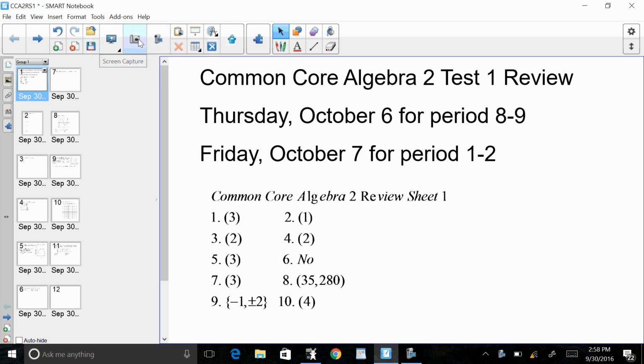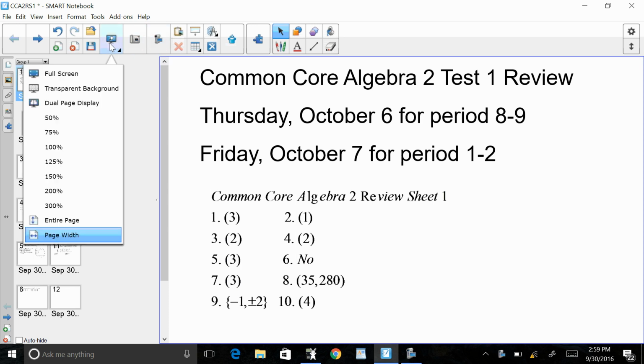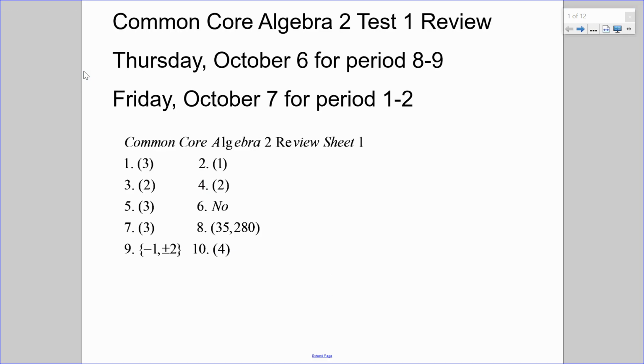Okay, welcome to the first Common Core Algebra 2 review sheet. Your first exam is going to be on Thursday, October 6th for period 8-9 and Friday, October 7th for period 1-2. Right now it is September 30th, so that gives you plenty of time to practice and learn how to do these 10 different types of problems over the next week or so. Let's get into it.